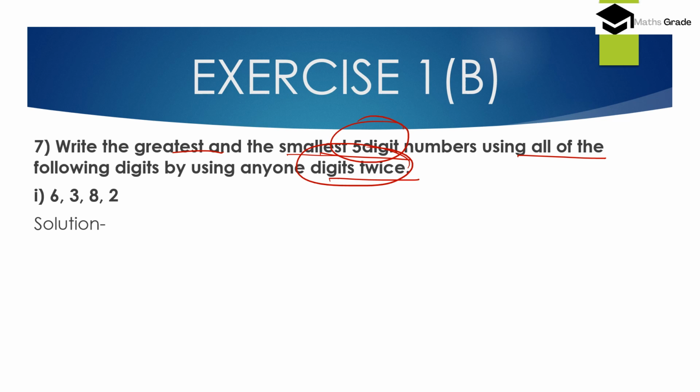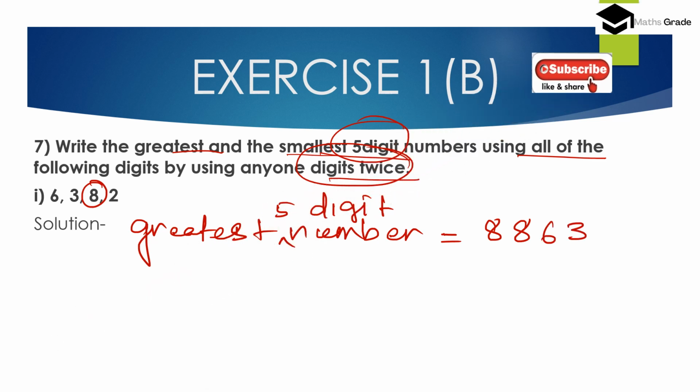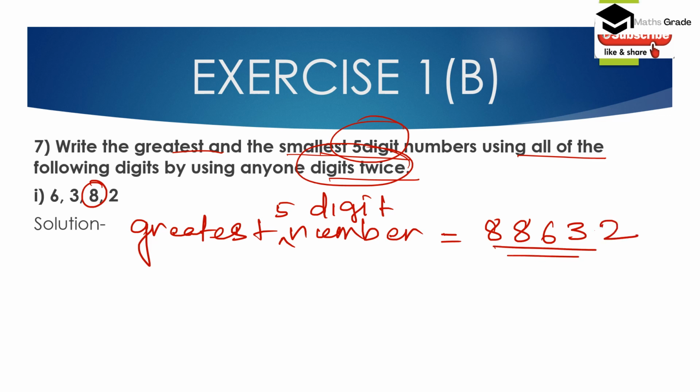So the greatest 5 digit number will be: the greatest digit is 8. So first write the greatest digit 8, and use it twice, so 8 8, then 6, 3. After 8 the greatest digit is 6, after 6 the greatest digit is 3, after 3 the greatest digit is 2. So the greatest 5 digit number is 88,632.